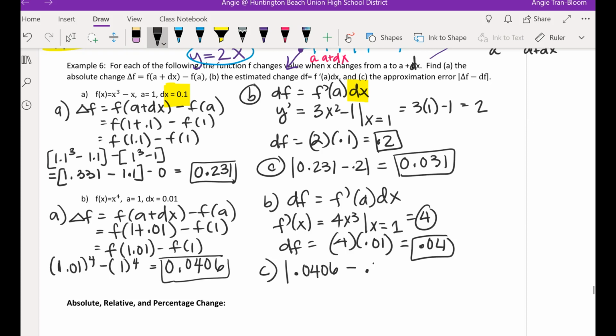Okay, so an error analysis tells me that the absolute value of 0.0406 take away 0.04 is going to give me a very small difference between the actual y change from a to a plus dx and the approximation. Okay, so it's a very, very small change, which is good. The smaller the error, the better it is for the approximated formula.